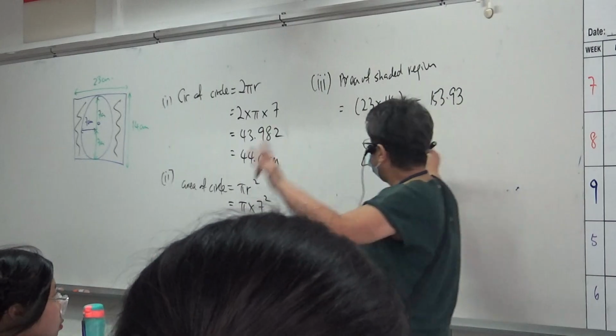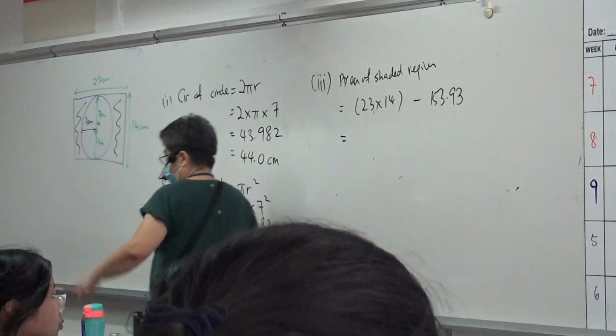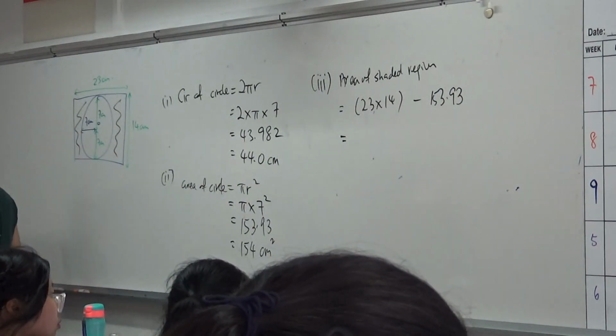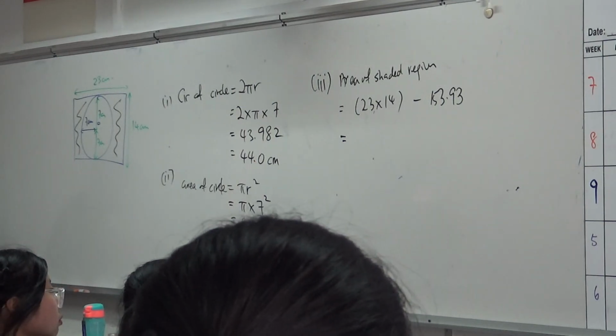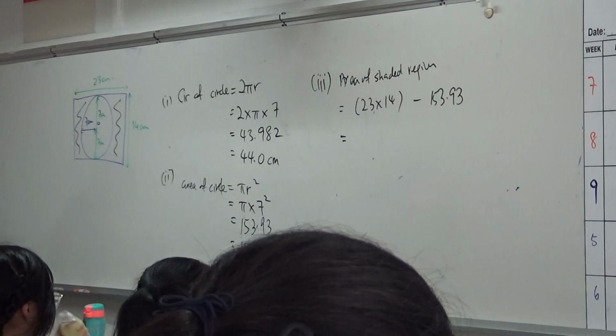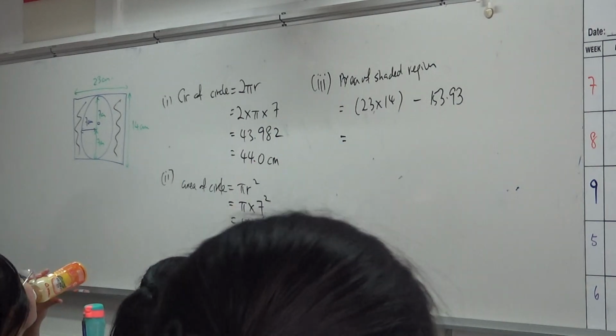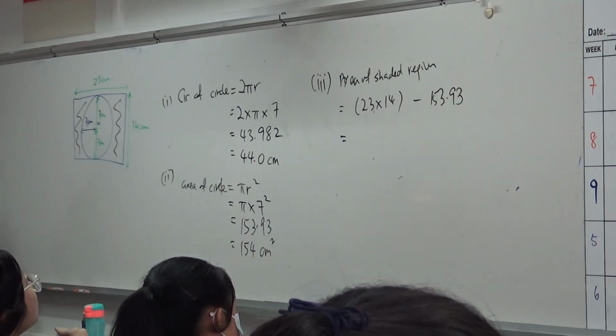Understand? Okay, all of you key calculator. What's his answer? Kevin, I want an answer from you. Truncate first.